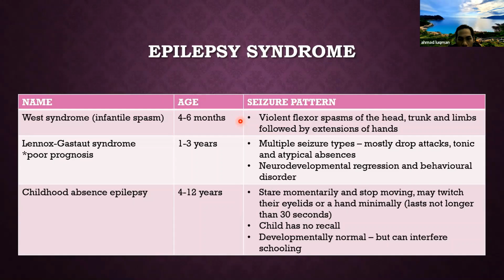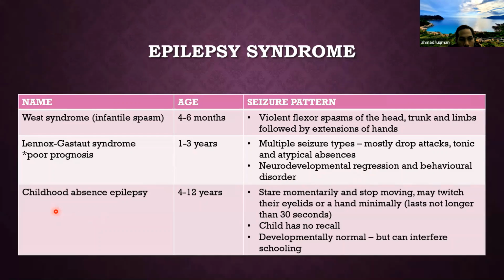1 in 5 will have Lennox-Gastaut syndrome. The second one is Lennox-Gastaut syndrome. It usually happens in patients aged 1 to 3 years old. The seizure type is multiple, mostly drop attacks, tonic, and atypical absences. The patient will have neurodevelopmental regression and behavioral disorder, so the prognosis is poor. It is a complex, rare, and severe type of childhood onset epilepsy. It may persist into adulthood.